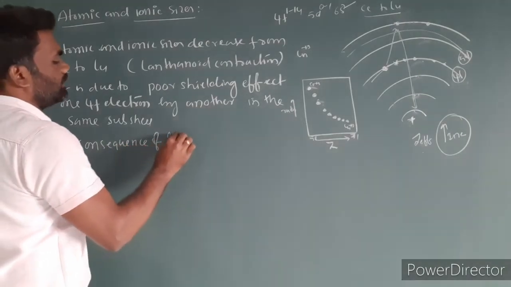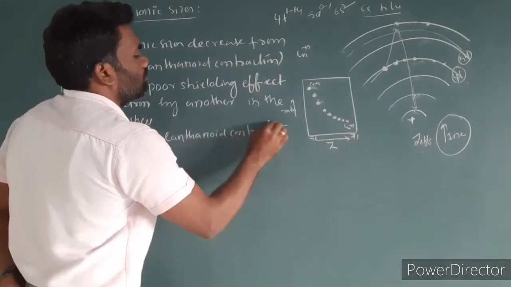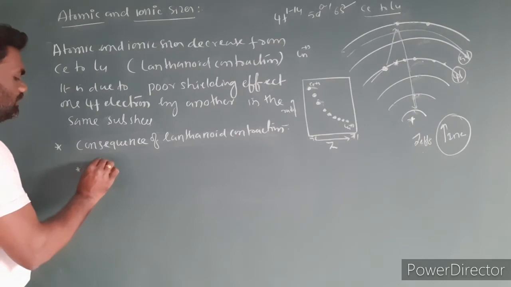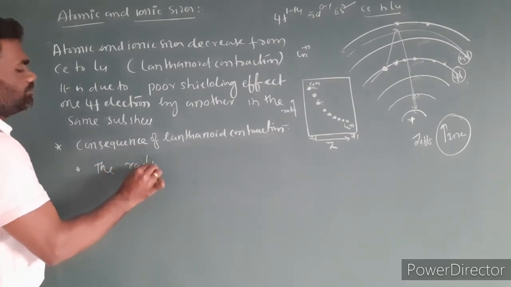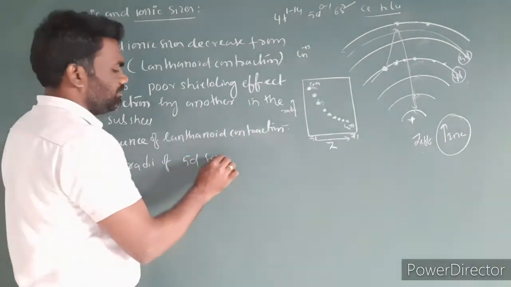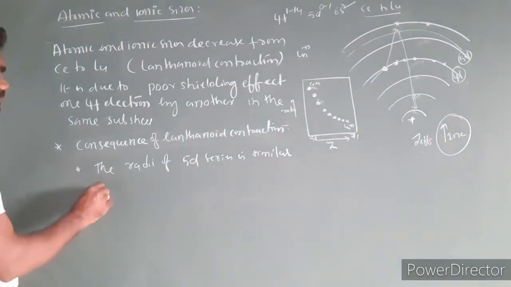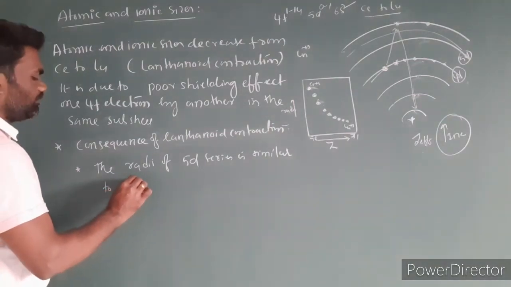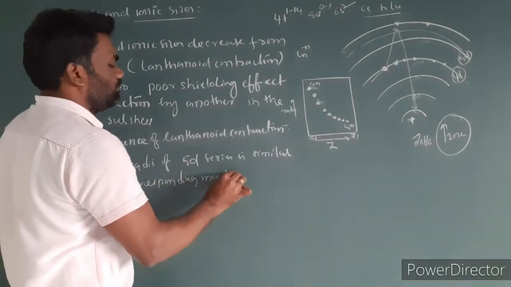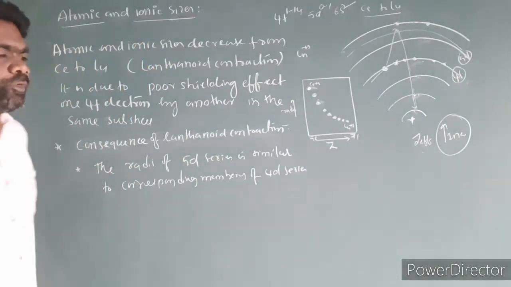Consequences of lanthanide contraction. Point number 1: the radii of the 5d series are similar to the radii of the corresponding members of the 4d series.